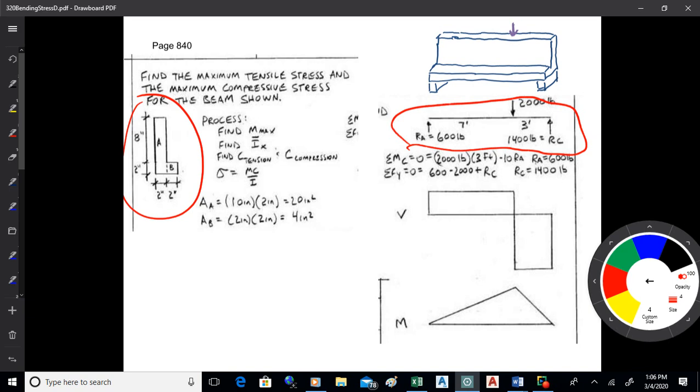So I went ahead and found the reactions. I show the calcs there for doing that. So we got a reaction of 600 on the left and 1,400 on the right. So why don't you go ahead and just take 2 minutes, fill in the shear diagram, and then from that generate that moment diagram. What we're really interested in here for doing this bending stress is that value there, because that's the maximum moment. So see if you can get that figured out.